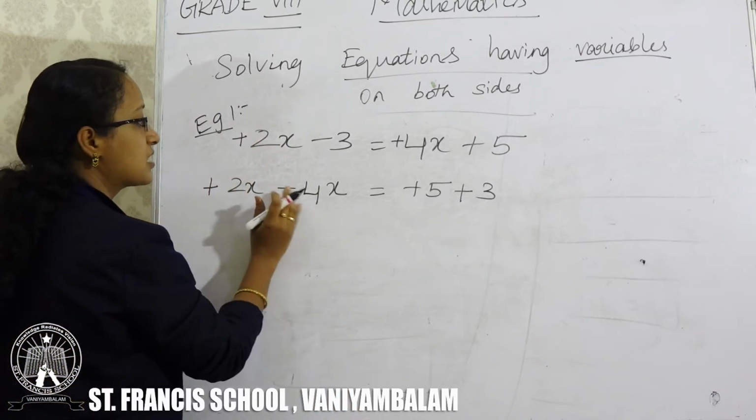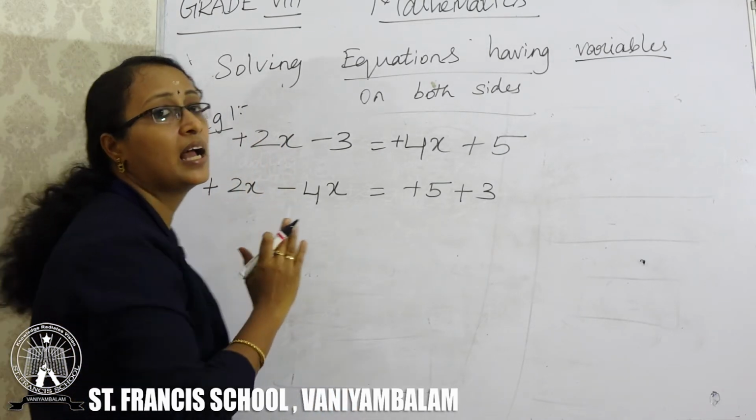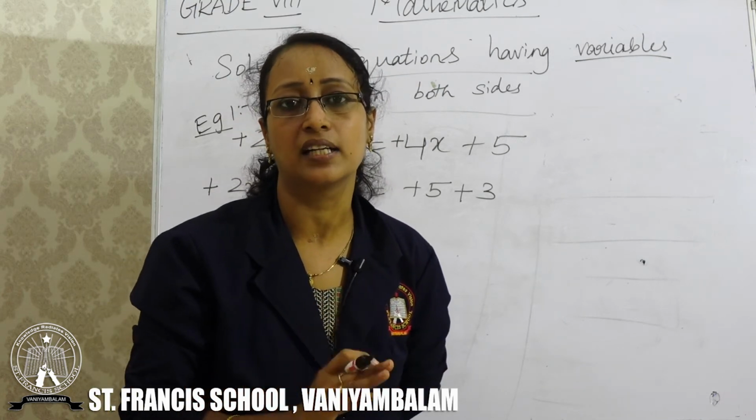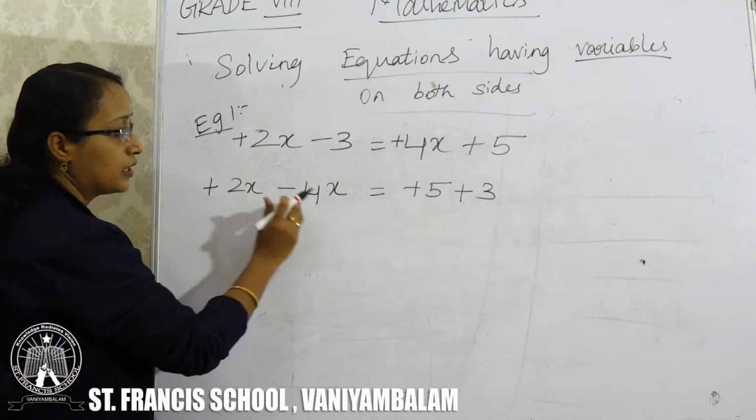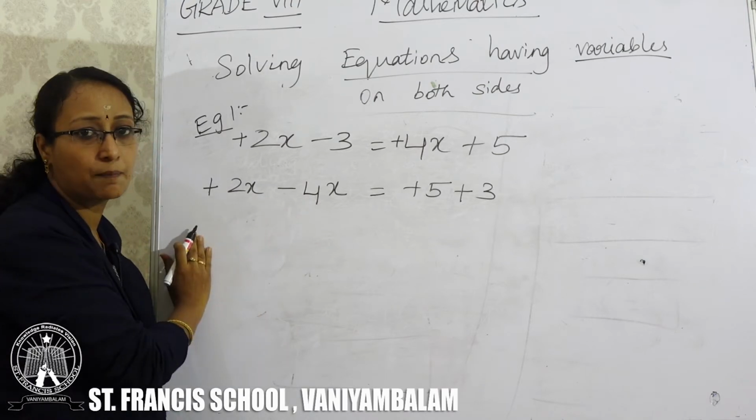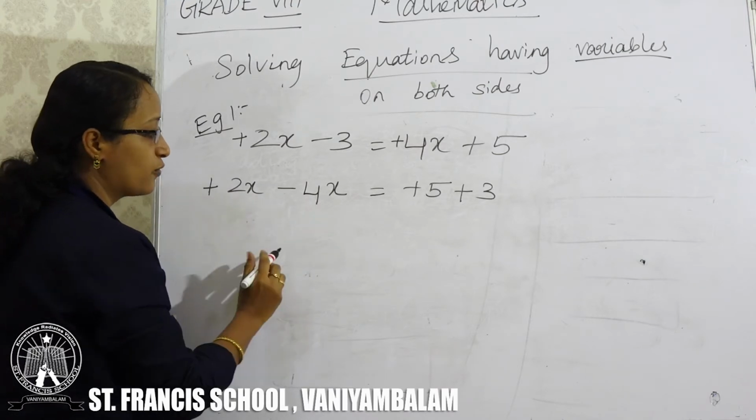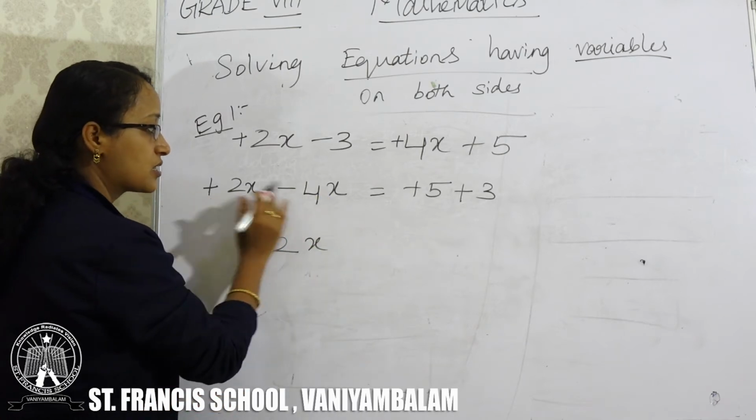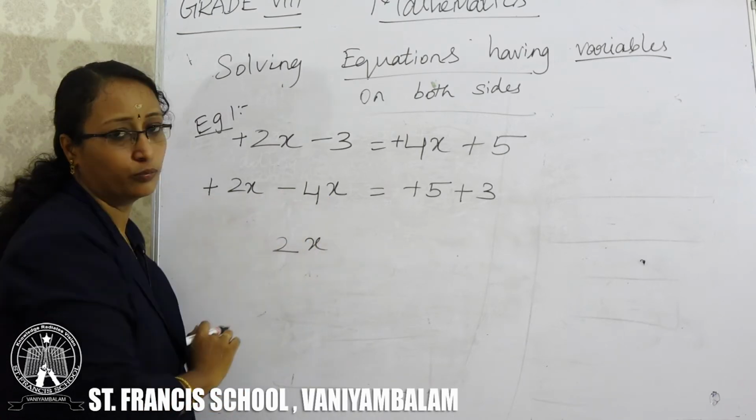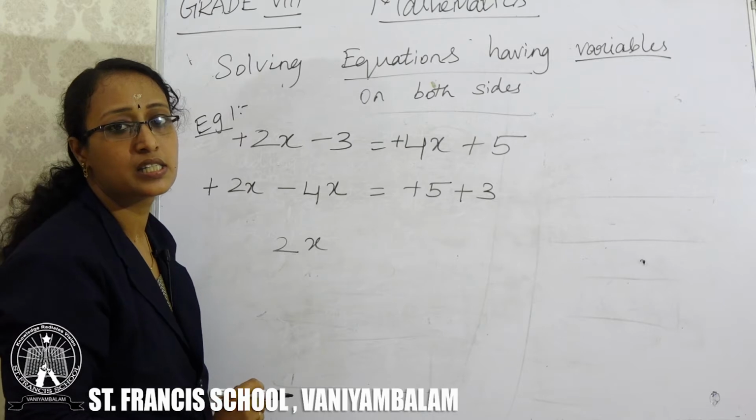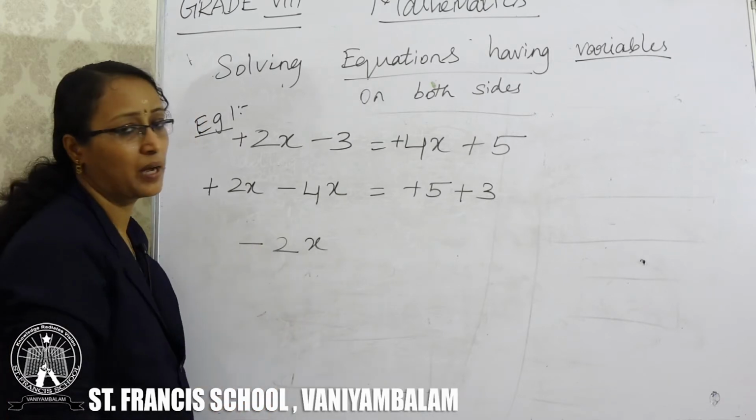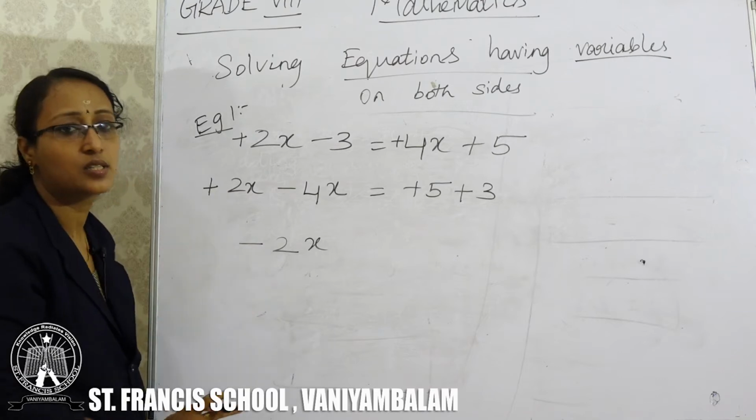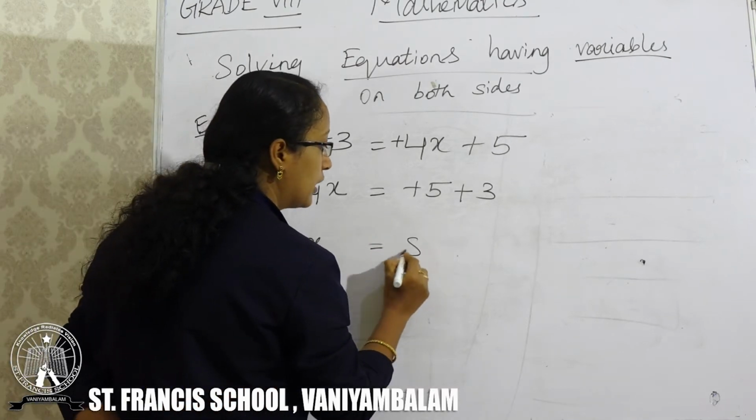Now, just check the symbol first. If the symbols are same, add it and put the greater number symbol. If the symbols are different, subtract it and put the greater number symbol. Here the symbols are different. So, you can subtract this 4 and 2. When you subtract 4 and 2, you will get 2x, right? And check which is the greater number, 2 or 4. Here the greater number is 4. So, 4 symbol is minus. So, when you solve this, minus 4x and plus 2x, you will get minus 2x is equal to 8.